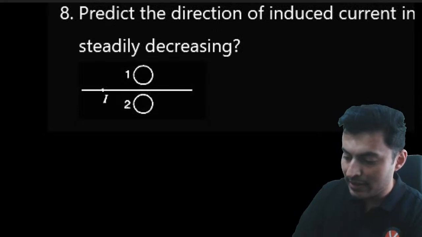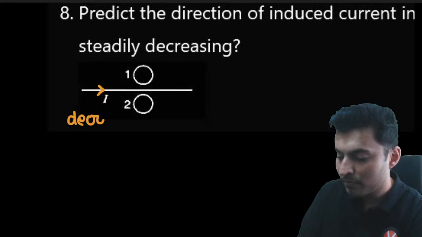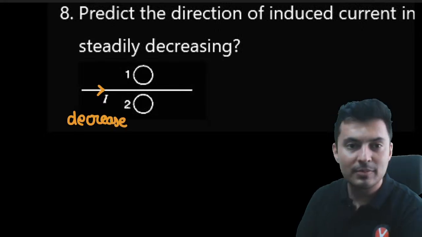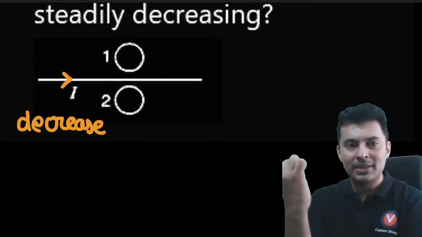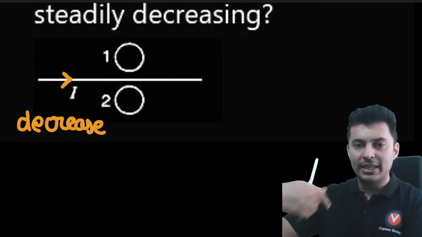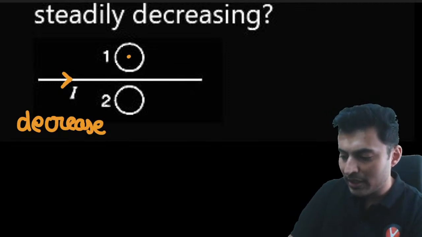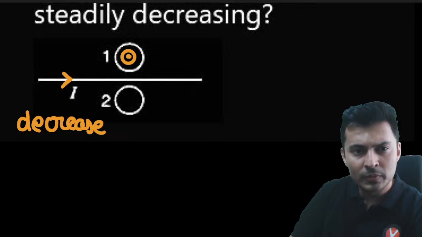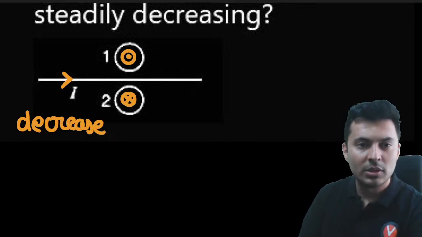So you can see that there is current I over here, and this current is basically given to be decreasing. Use your right hand thumb rule. Hold the thumb in the direction of the current. See how the magnetic field lines are going to come. I think it is going to come from the top. So that means over here, the magnetic field is going to be towards you. And here, the magnetic field is going to be away from you.